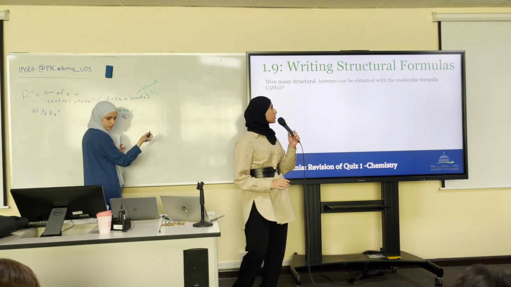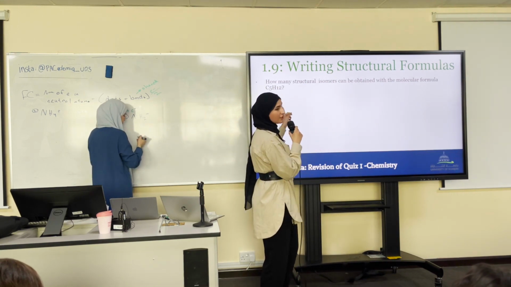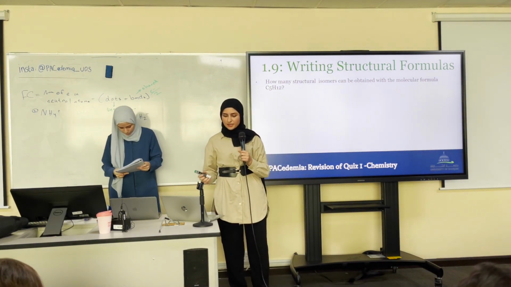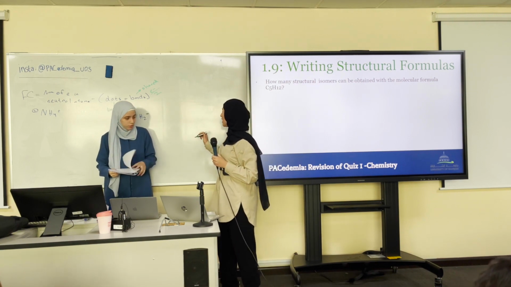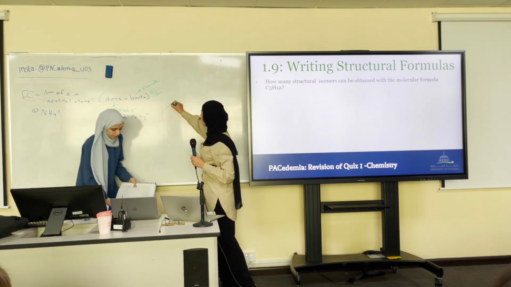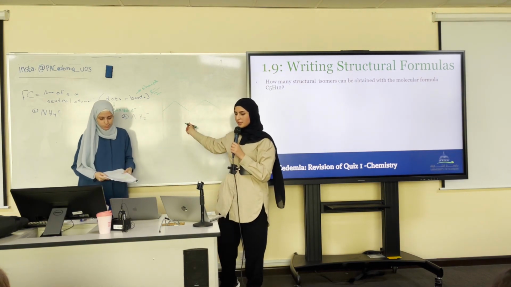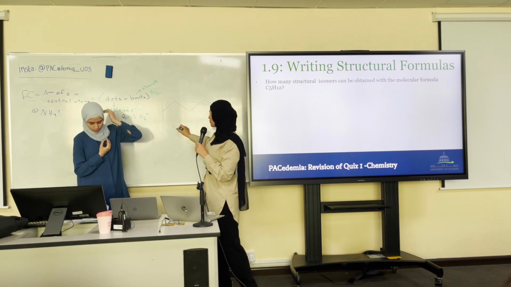How many structural isomers can be obtained with the molecular formula C5H12? One way you can do it is by writing all the isomers. As you can see here, we have 1, 2, 3, 4, 5. This is C5H12, an alkane. We can also do it by 1, 2, 3, 4.